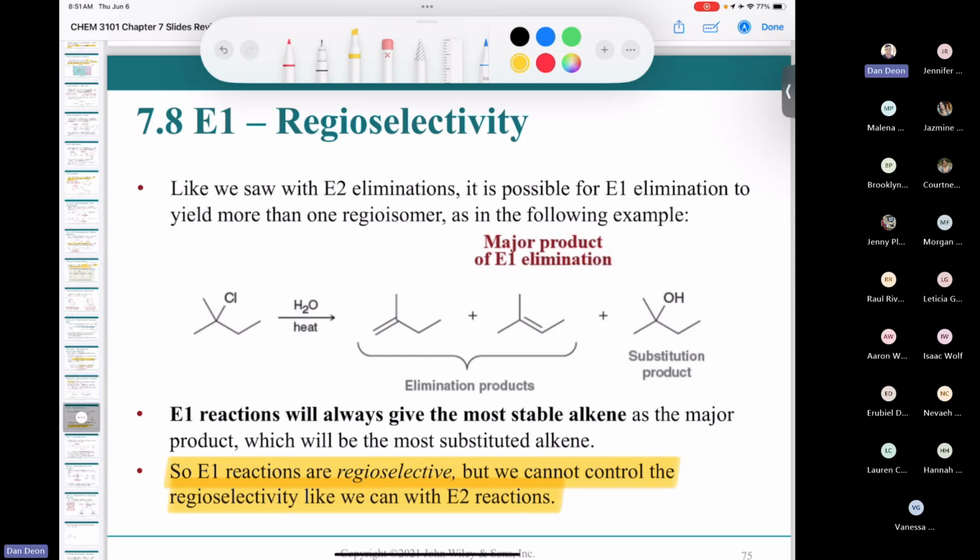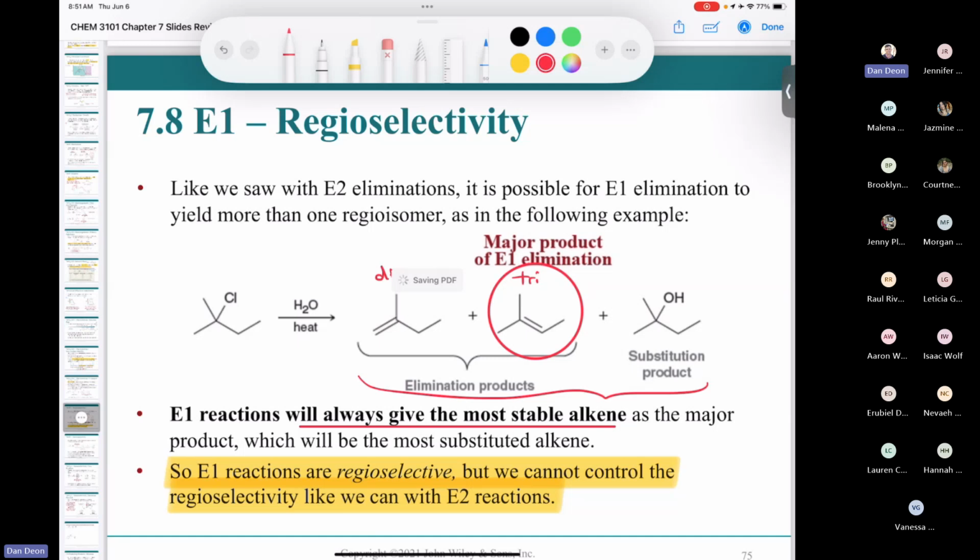E1 reactions will always give you the most stable alkene. So if you look at these two alkenes, which one's major? This one is trisubstituted and this one is disubstituted, so this is going to be the major product of the reaction. So if you're wondering, will I be asked to draw all these products? Yes. How do you do that?